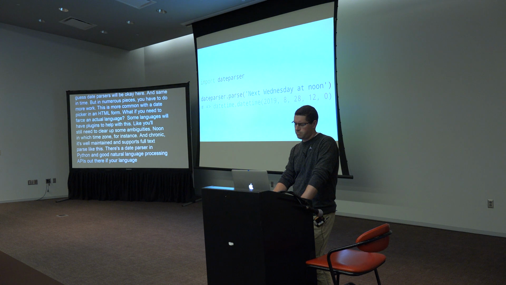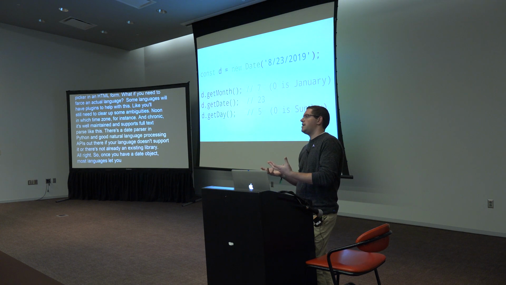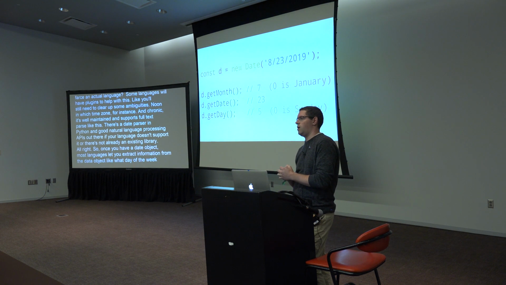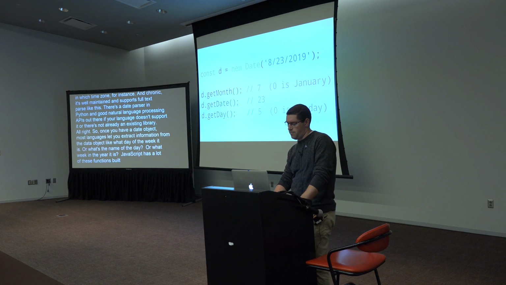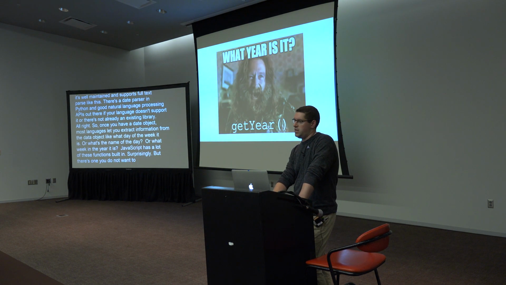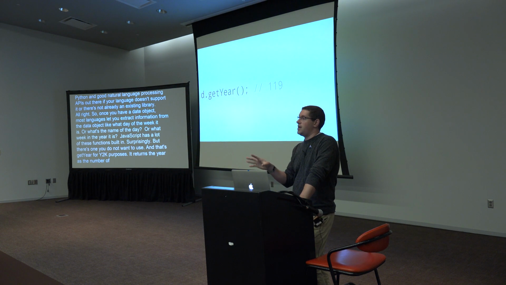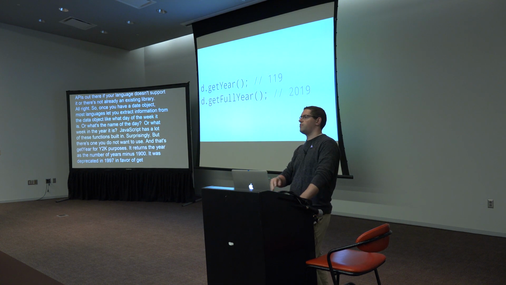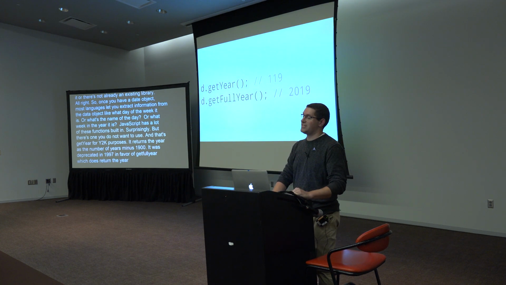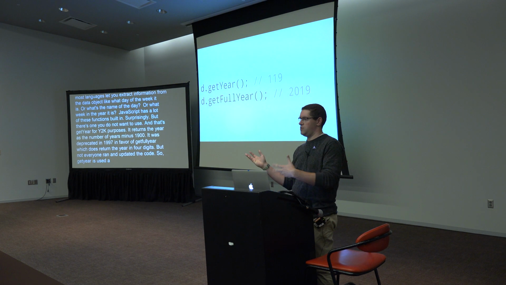All right, so once you have a date object, most languages will let you extract information from that date object, like what day of the week it is, or what's the name of the day, or what week in the year it is. JavaScript has a lot of these functions built in, surprisingly. But there's one you do not want to use, and that's getYear, for Y2K purposes. It returns the year as the number of years minus 1900. It was deprecated back in 1997 in favor of getFullYear, which does return the year in 4 digits, but not everyone ran and updated all their code, so getYear is actually still in use a lot. And it's in the ECMAScript standard for backwards compatibility purposes, but they just recommend you not use it anymore.